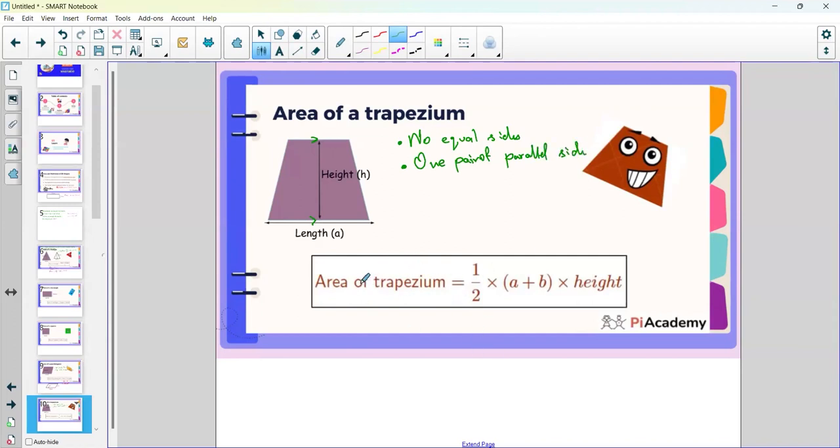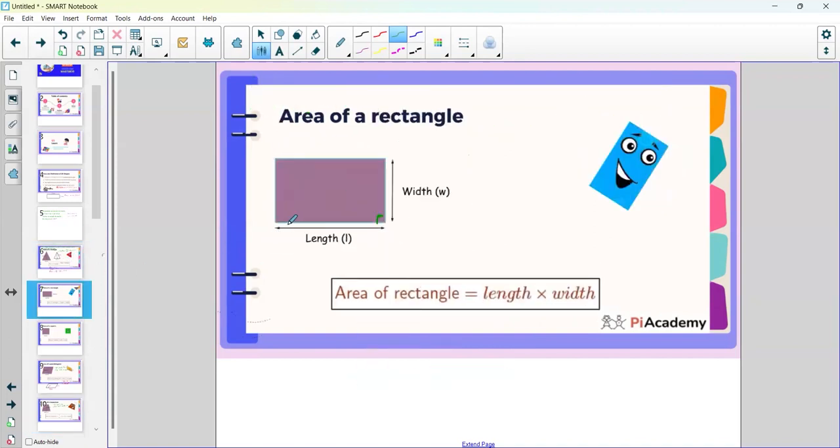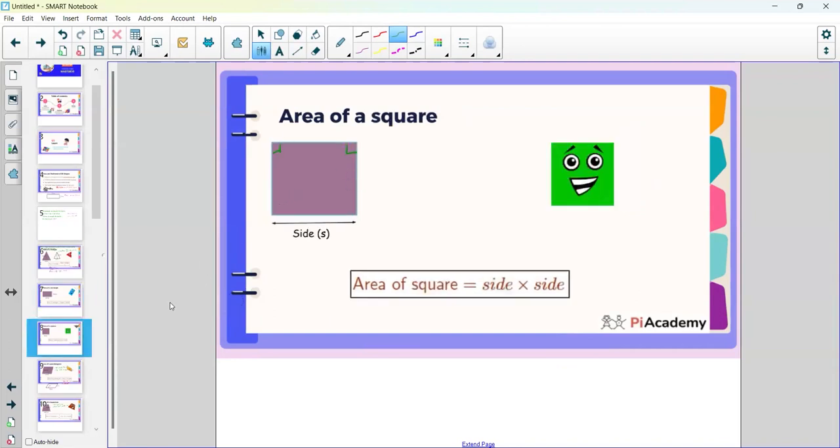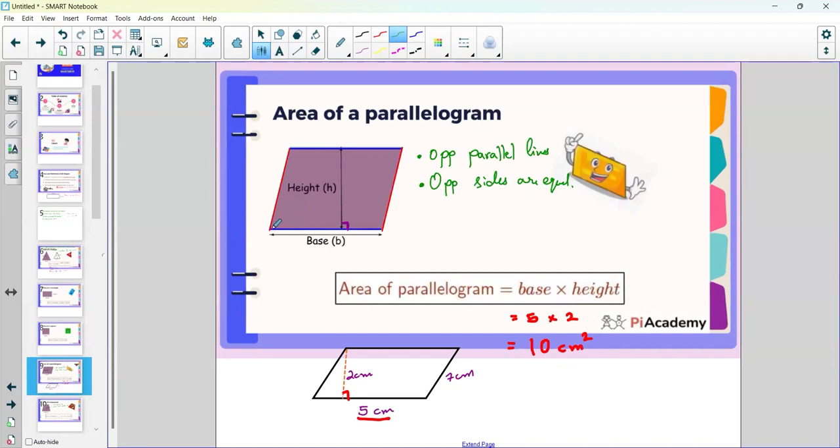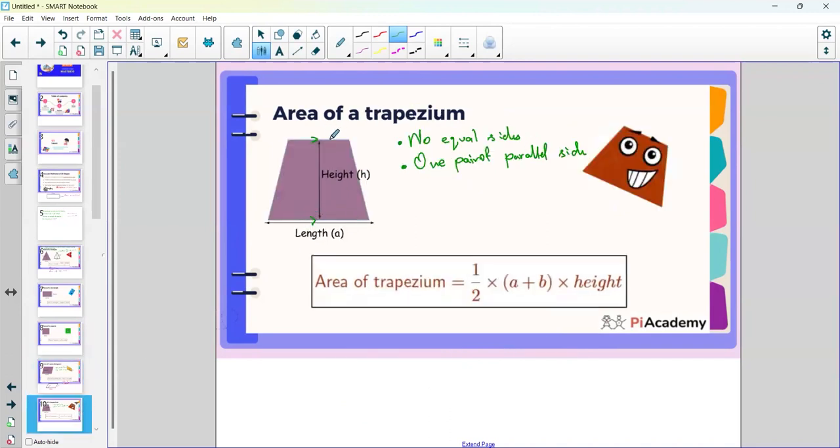Now, the formula for a trapezium is pretty much similar to the triangle, but it has two different bases. What do I mean by two different bases? The bases are more than one if the sizes of the bases are not the same. In a triangle, you just had one base. In a rectangle, you just had one base, which is length, because this length is equal to the opposite line length. In a square also, all sides are equal. In a parallelogram, this is the base, which is equal to its opposite side. But when we see this trapezium, the one major difference is the opposite sides are not equal. That means it has two bases.